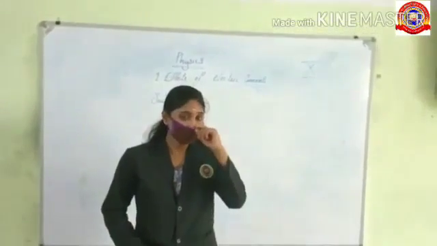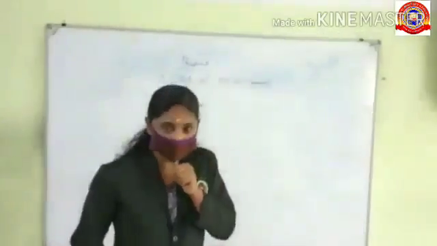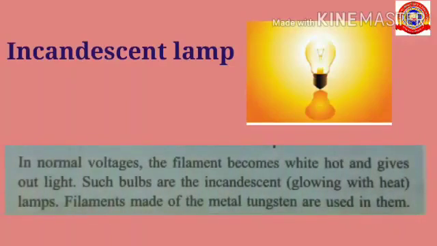Today we are going to learn the lighting effect of electric current. So let's see more about it. First one is about the incandescent lamp. Do you know what an incandescent lamp is? Yes, the normal bulb we use in our house. So let's know more about incandescent lamps.